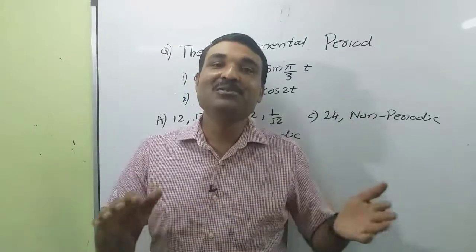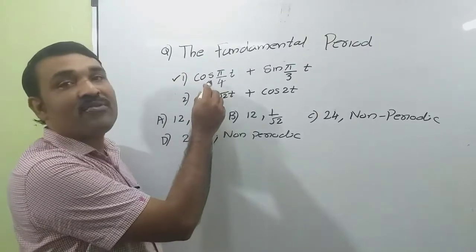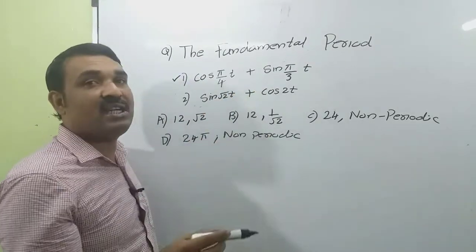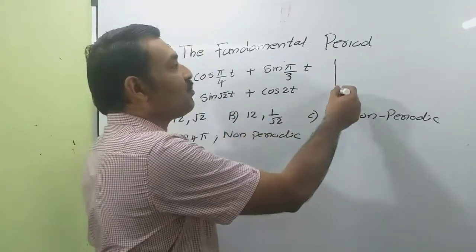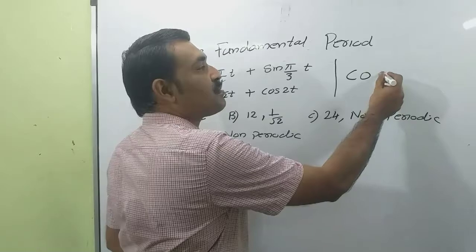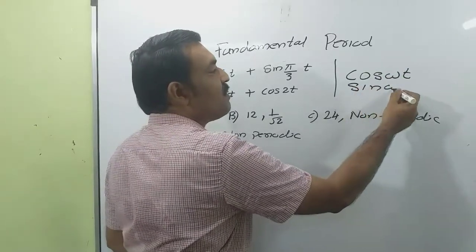In this session, we are going to discuss some questions from signals and systems. Here, the signal is a sum of cosine and sine function. We want to find the period. So, in general form, we know that the signal is represented by cos omega t or by sine omega t.